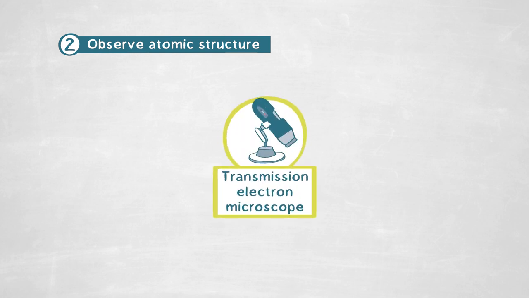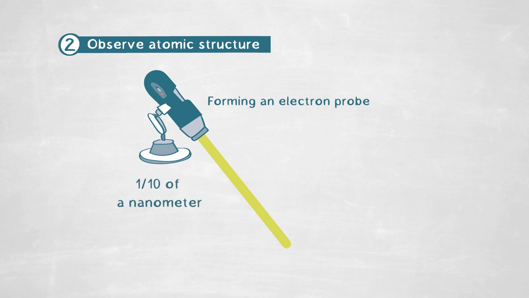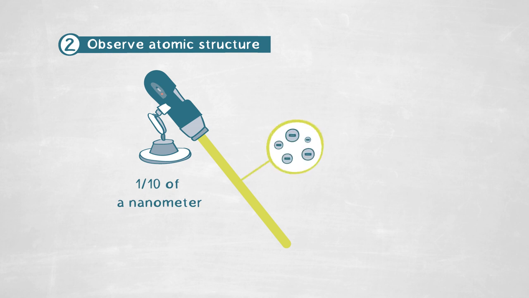The actual method we use then to observe the atomic structure is a so-called transmission electron microscope, and more particularly, we use scanning transmission electron microscopy. What we do here is form a very, very small electron probe. It's only about a tenth of a nanometer, so the size of a few atoms. This beam is formed by high energy electrons, which almost travel at the speed of light.